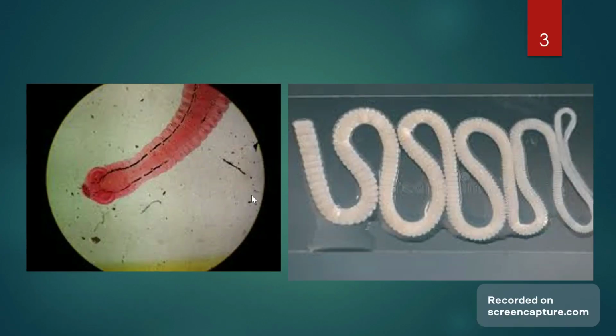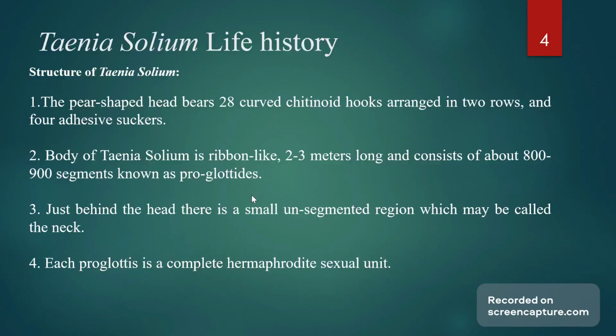Let's see the structural characteristics of Taenia solium. Taenia solium has a pear-shaped head which bears 28 curved chitinoid hooks arranged in two rows and four adhesive suckers. The body is ribbon shaped, 2 to 3 meters long and consists of about 800 to 900 segments, and each segment is known as a proglottid.